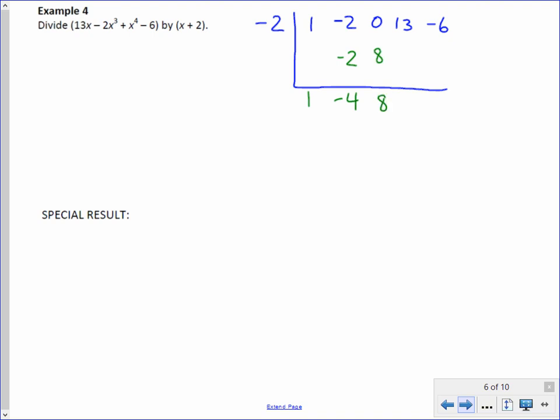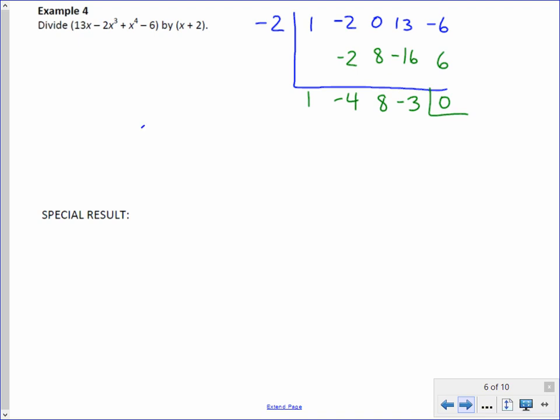Again, see the purpose of the placeholder, guys. Okay? Multiply. Now you add. 13 plus negative 16. Multiply, and then add. Your last one's always your remainder.